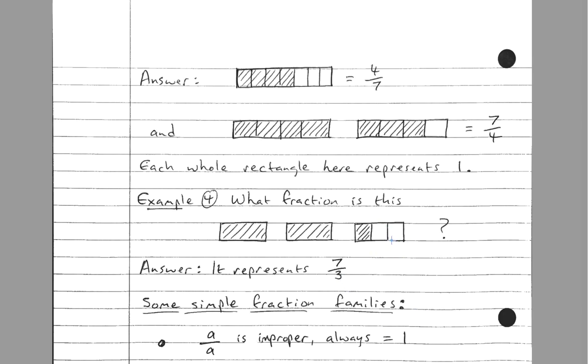Okay, this last one tells us we're dealing with thirds, so how many thirds do we have altogether? 1, 2, 3, 4, 5, 6, 7. So 7 of these thirds are shaded in, so this whole thing represents 7/3, another improper fraction.